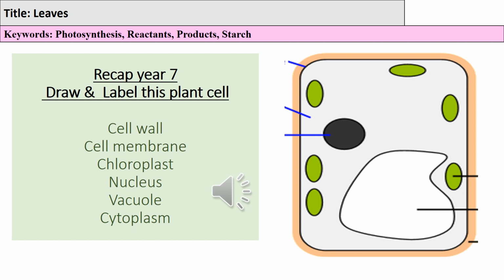We're looking at leaves. So your starter activity today is to rack your brains of how to label a plant cell. So I've given you the keywords here to help you a little bit. I want you to draw that in your book and then add on the keywords. See if you can do the ones you know first, and then that'll leave you with the more tricky ones at the very end.